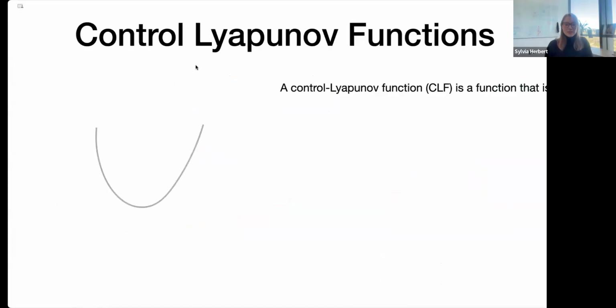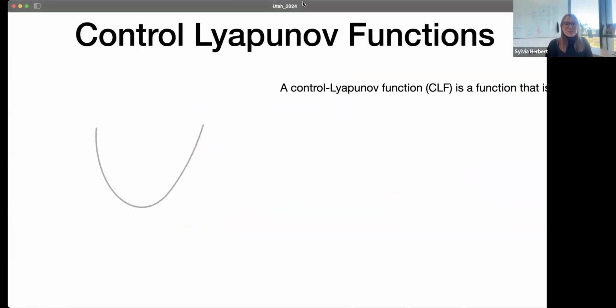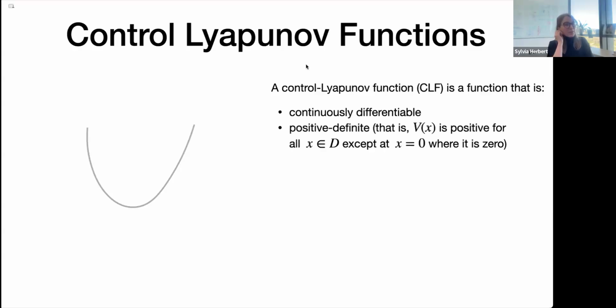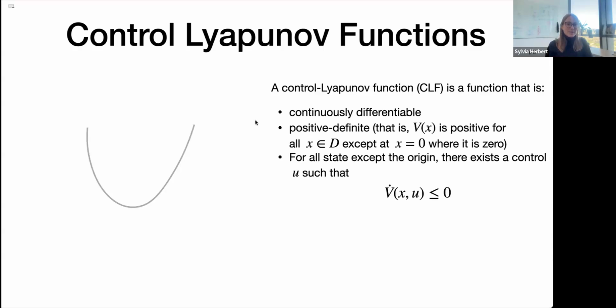Okay. To get to control barrier functions, I'm first going to talk about control Lyapunov functions. They tend to be more well-known, at least in the controls community. A control Lyapunov function is one that is continuously differentiable and is positive definite at all points in the domain except at 0, where it's 0. And then for all states except for the origin, there exists some control U such that the change in value over time is less than or equal to 0.